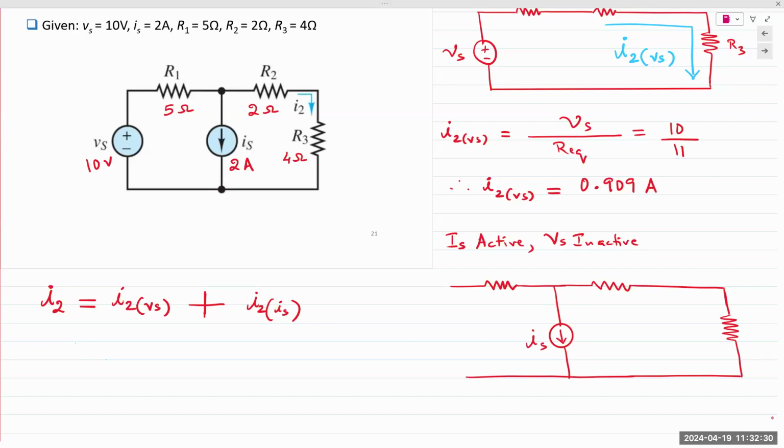Voltage source Vs is inactive, reduced to 0, meaning we replace it with a short circuit wire. Think over this and let me know how the circuit changes.